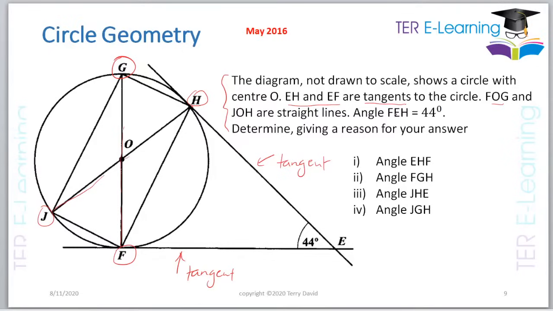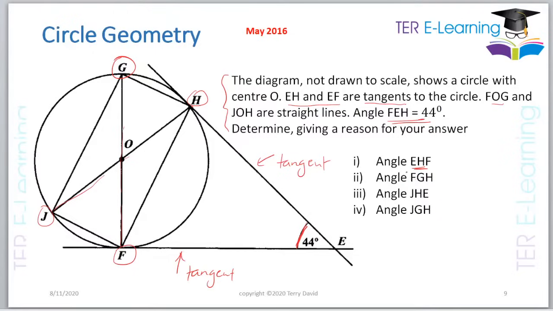And they told us that angle FEH, as this here, is 44. That's this angle across it, right? So they usually have a little paragraph talking about the diagram, right? You could read it, make sure there's no mistake. I've seen CXC make mistakes, right? So that's the diagram. Now, there are 4 things that they want us to work out here, right? So the first thing they want us to work out is angle EHF.